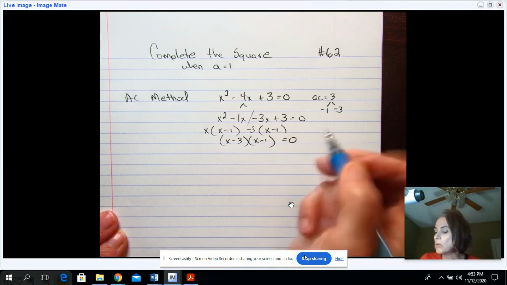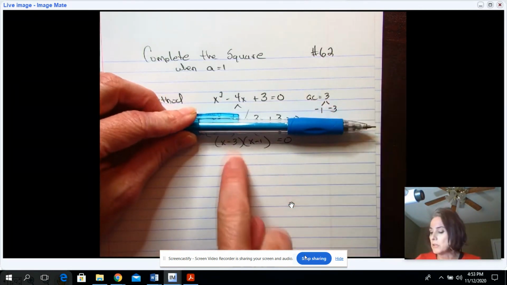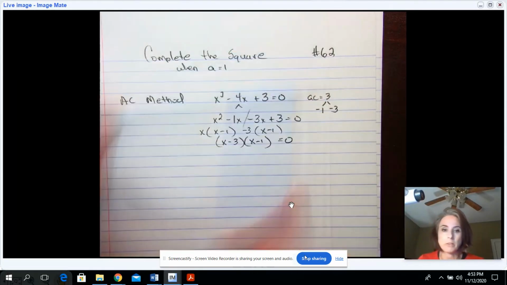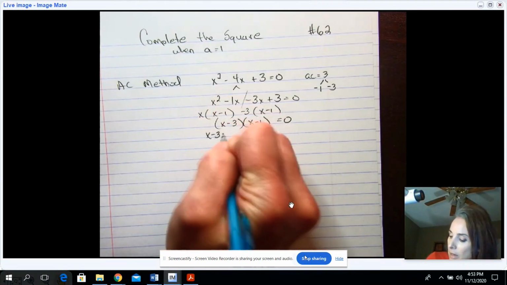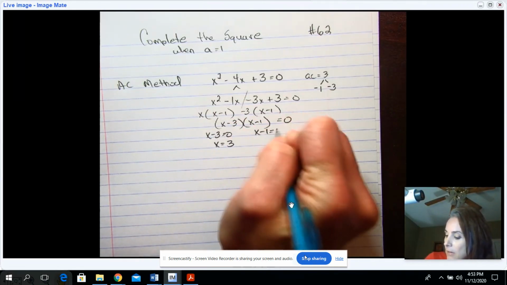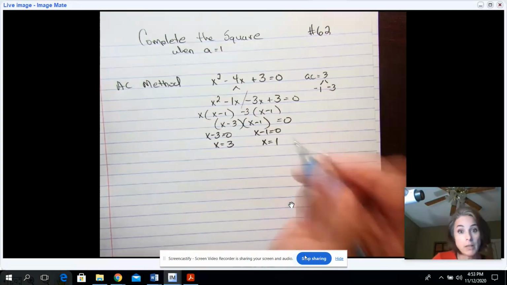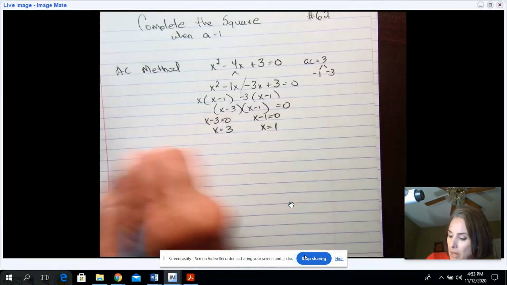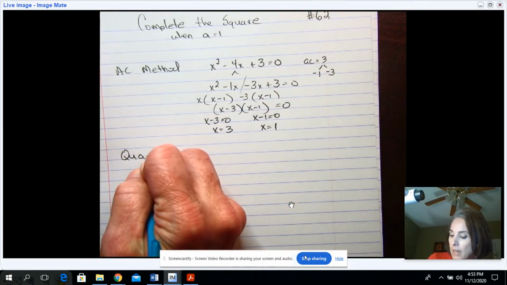So hopefully you all know, since a was 1, you could have skipped these two steps and gone straight to here. X minus 1, x minus 3. So now you set them each equal to 0, and you end up with 3 and positive 1. So that's the AC method. We should already be able to do that, no problem. The other way we learn to solve a quadratic is the quadratic formula.